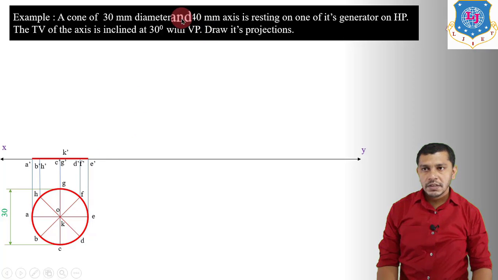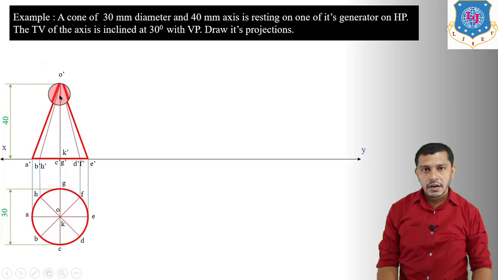Now the axis of the cone is 40 mm. So show the axis height over here. So here we will get O dash 40 mm above the XY reference line. Connecting O dash to A dash and E dash, we will get the generators of the cone. So this will be the front view of the cone. We have to connect O dash to B dash H dash, O dash to G dash C dash, and O dash to D dash F dash also to show the other generators.